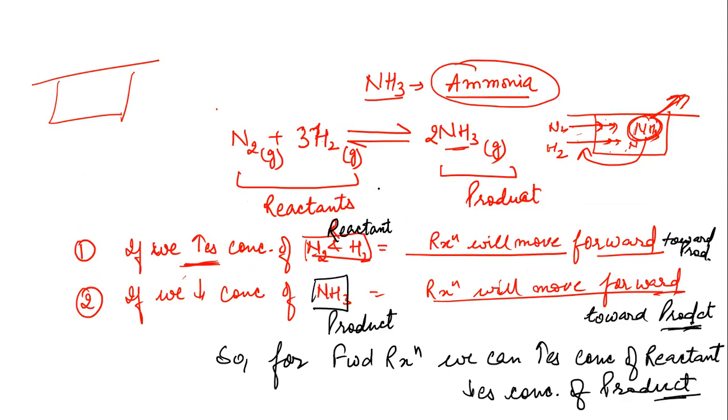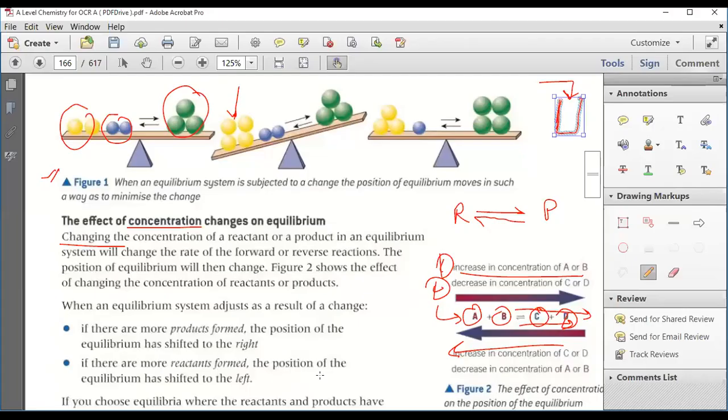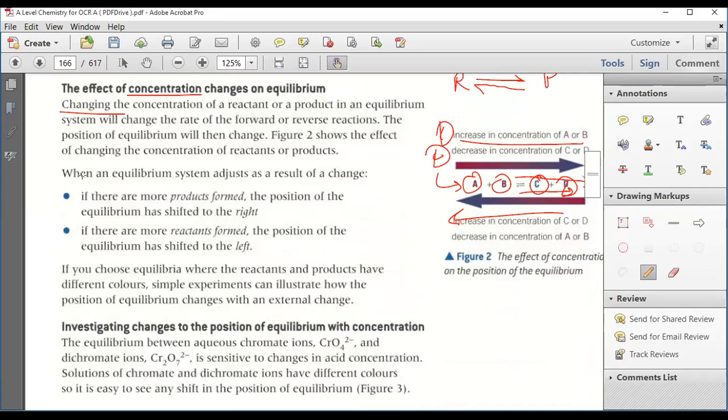If you increase reactant, it will go this side. If you increase product, it will go this side. Now, if the concentration of reactant is increasing, it means product is decreasing. If the concentration of product is increasing, it means reactant will decrease. This is the main point of this.